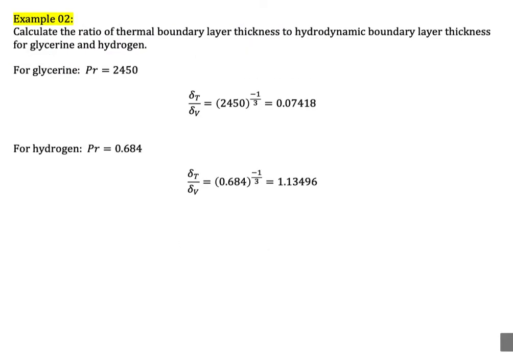So and then we go to example 2: calculate the ratio of thermal boundary layer thickness to hydrodynamic boundary layer thickness for glycerin and hydrogen. So for glycerin, the Prandtl number is 2450, so we could get the ratio is 0.07, and the Prandtl number for hydrogen is 0.684, and then we could have the ratio is 1.13496.